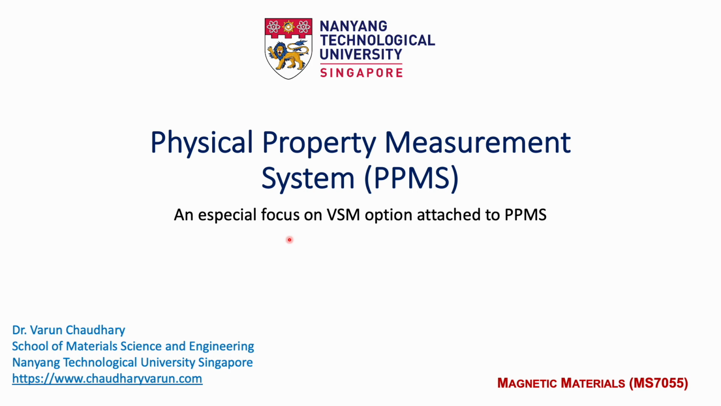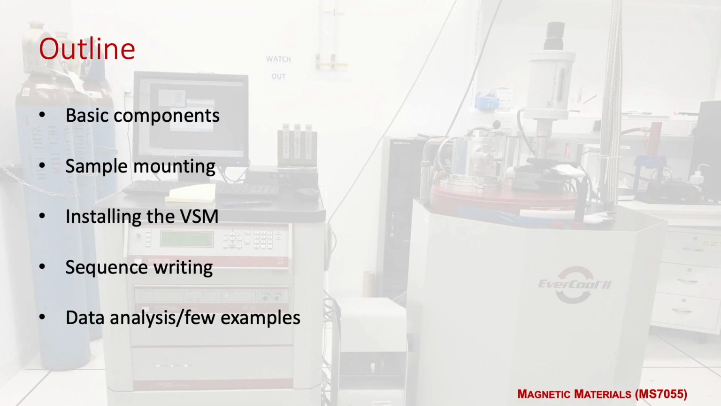Today's class will be focused on the physical property measurement system. Our special focus will be on the VSM option attached to the PPMS, since the class is on magnetic materials. These are the outlines for today's class. We will first cover the basic components of the VSM attached to the PPMS, sample preparation, installation of the VSM to the PPMS, sequence writing, and at the end, we will consider a few examples of what can be measured in the PPMS.